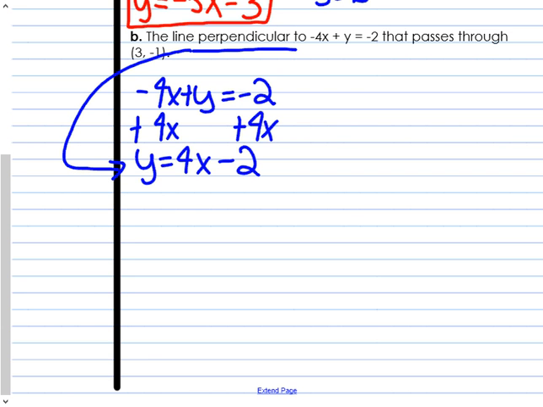Well, how are lines perpendicular? If they have the opposite reciprocal slope.